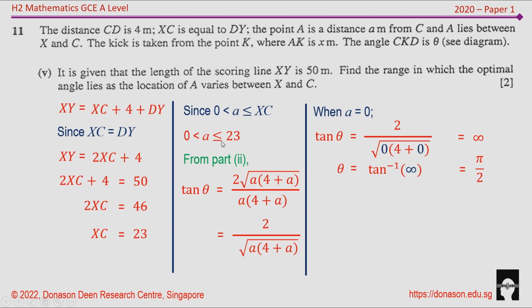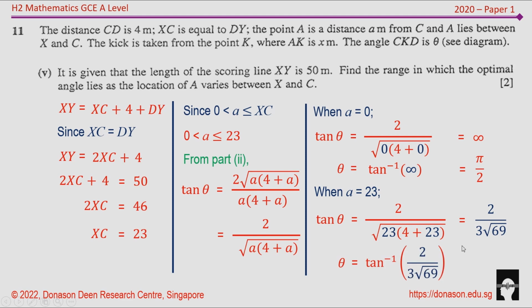Now what about when A becomes 23? When A is 23, we can also substitute into tangent theta and express theta in terms of A. And when we simplify that, tangent theta is equal to this. So I'm just going to replace the A with 23. So I get 2 over root of 23 times (4 plus 23). And when we simplify, it's going to be 2 over 3 times root of 69. And theta would be equal to arctangent of this, and arctangent of that works out to 0.08 radians.